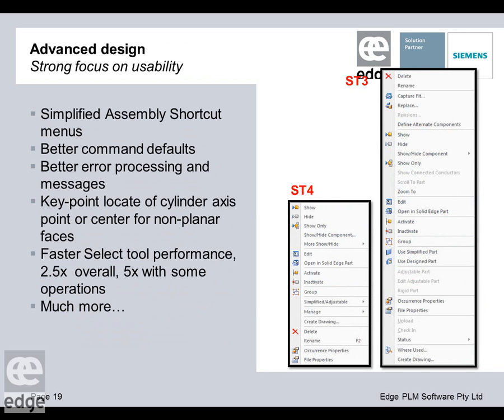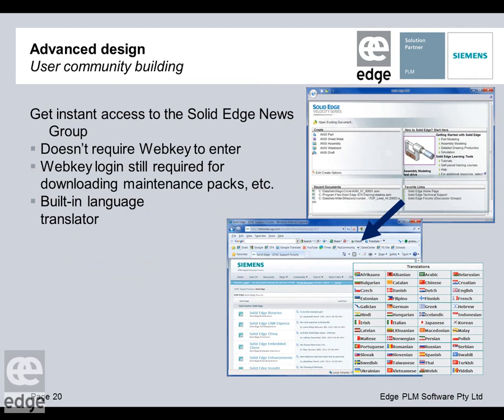Those of you who noticed in the assembly before, when I was working in that, the shortcut menu, the right-click menu, has been shortened. It used to take me, I must admit, quite a while to hunt through this sometimes. I'd sort of get a little bit lost. With the new one, everything's still there, but there's a few more groups in there. Faster select tool performance, key point locate, cylinder axes, and those sorts of things for non-plane faces has been worked on. There's a lot more in that area.